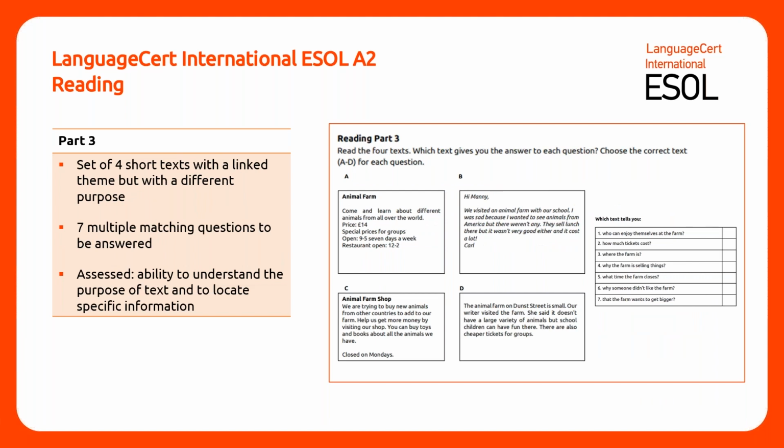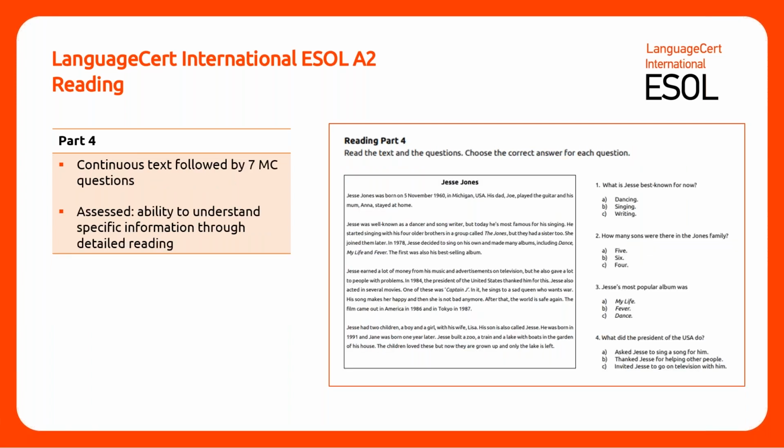Part 3 asks candidates to read 4 short texts with a linked theme but with a different purpose, and candidates are provided with 7 questions. This is a matching task which aims to assess their ability to understand the purpose of a text and to locate specific information. Part 4 consists of a continuous text followed by 7 multiple choice questions. It aims to assess the candidate's ability to understand specific information.